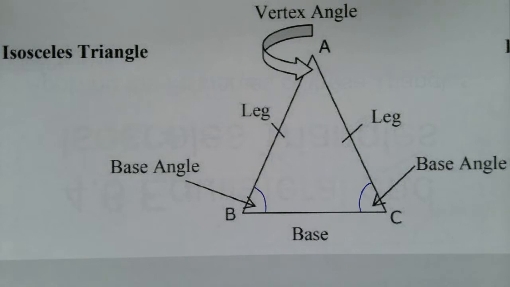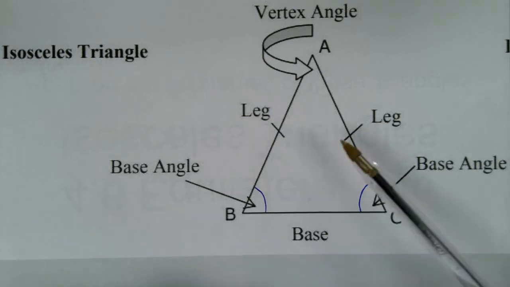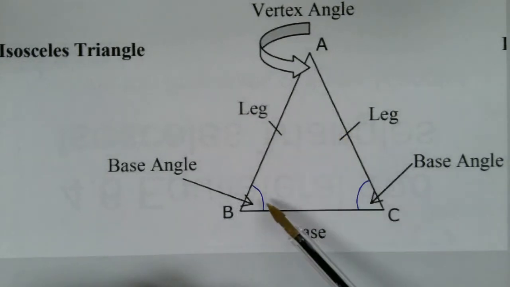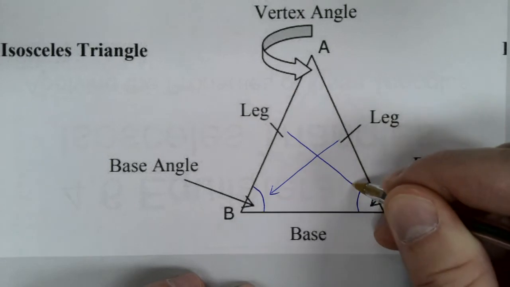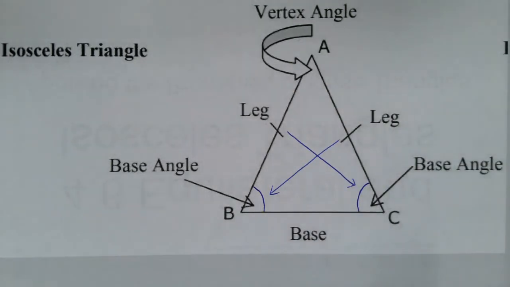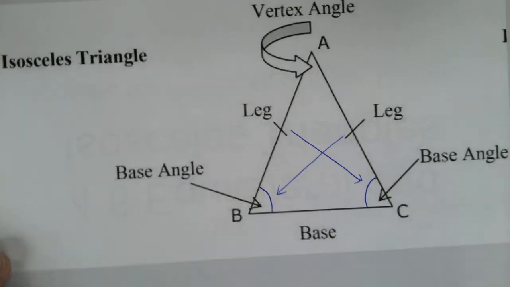So the main property that we're going to be utilizing is this concept that, number one, the two sides are the same and the two base angles are the same. Again, the base angles, you can always identify them by finding the angles opposite your two legs. Okay, so that's our isosceles triangle.